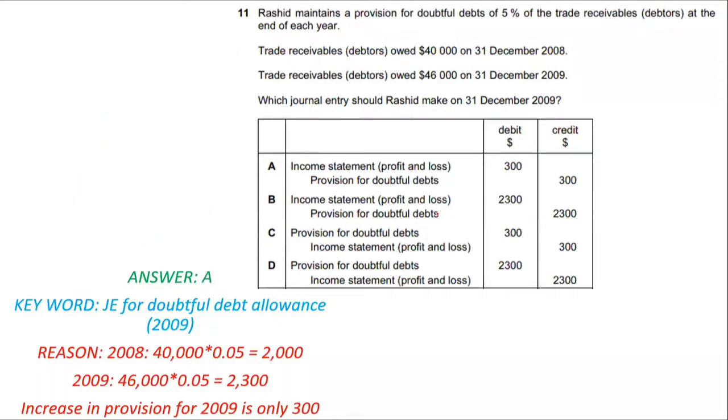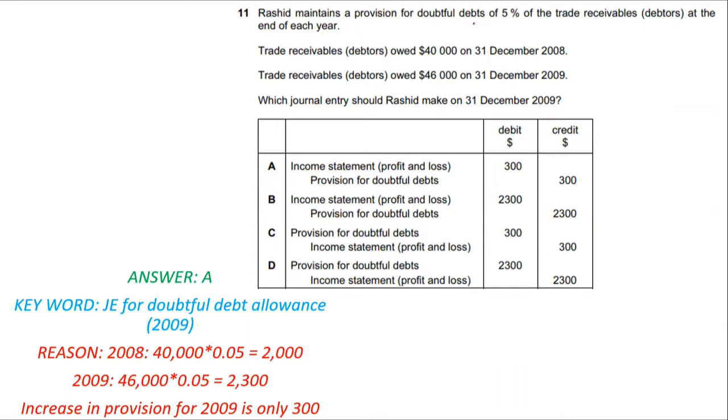Multiple choice number 11. Just by looking at this problem, you can immediately guess that this is testing a provision for doubtful debts or allowance for doubtful debts. But you need to read the question very carefully. Examiners like to make questions tricky. So it's all about understanding the trick here and the question as well.